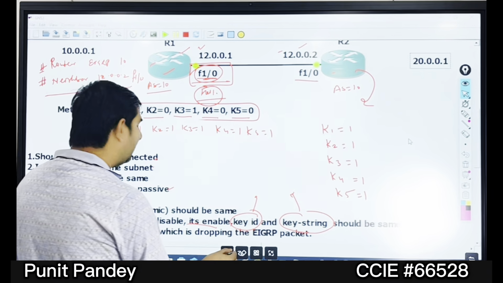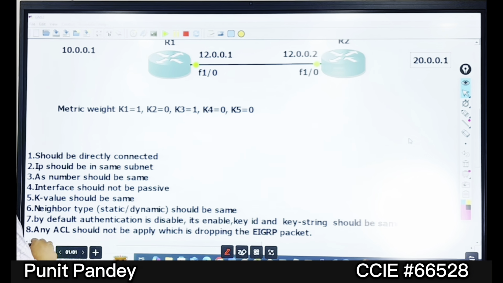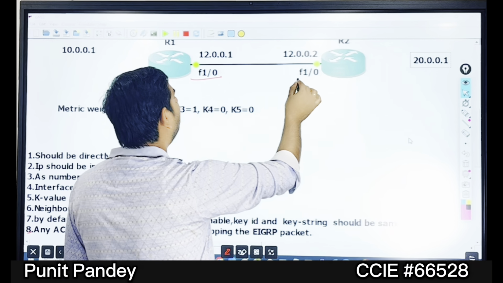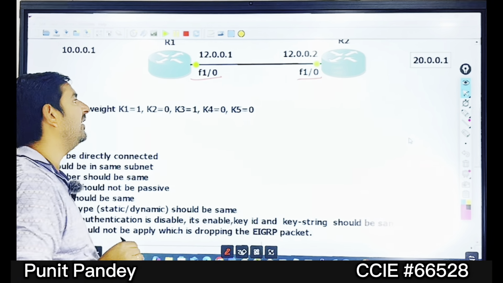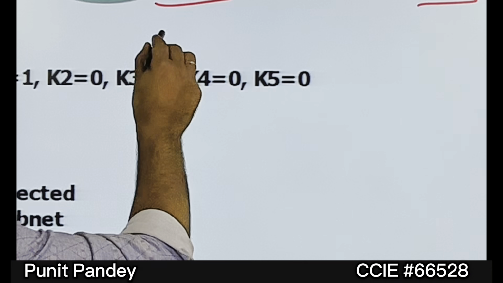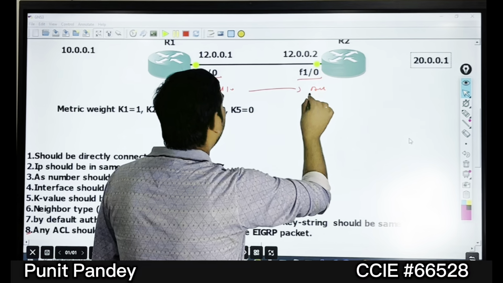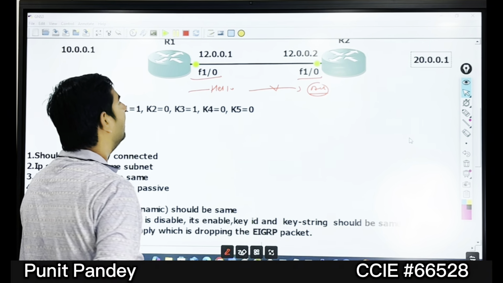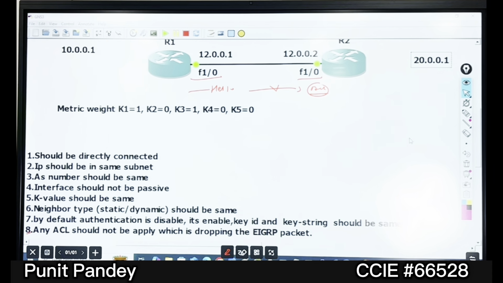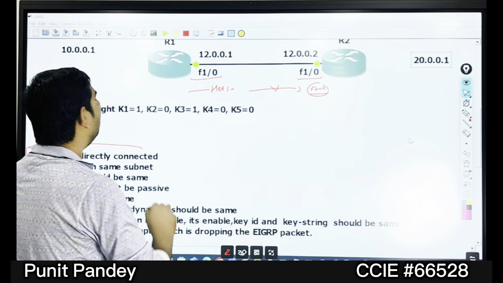And what is the last thing that we need to check, guys? The last thing is the ACL. If any ACL applied either here or here is dropping the EIGRP packets, then the neighborship will never come up. If the ACL is dropping the hello message, it will never receive the hello message and the neighborship will never come up. So these are the 8 things that we need to check to form the EIGRP neighborship, guys.